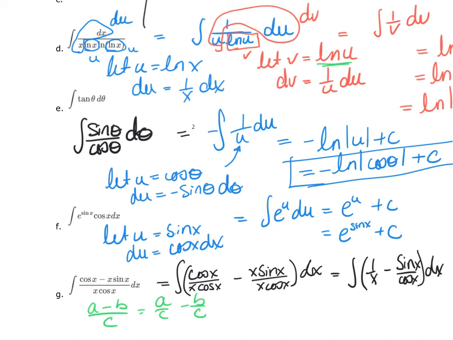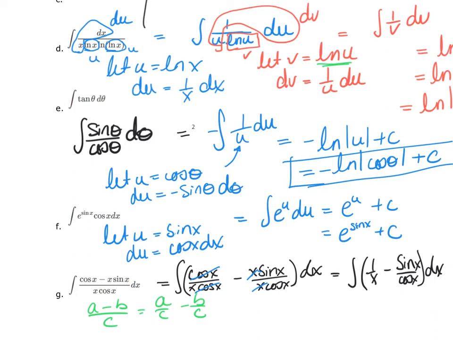And then on G, we go ahead and we use the rule that says a minus b over c is a over c minus b over c. So I'm going to distribute that x cosine x underneath each one of those two terms in the numerator. My cosine x cancels on the first grouping, and my x's cancel on the second grouping. So what I really have right now is just 1 over x minus the sine x over cosine x.